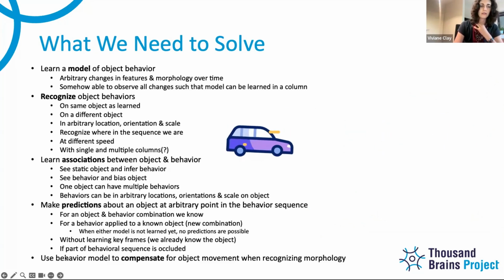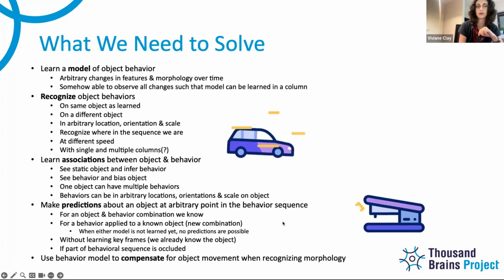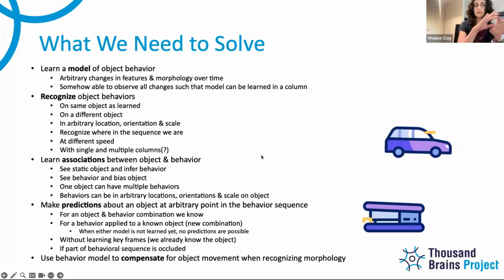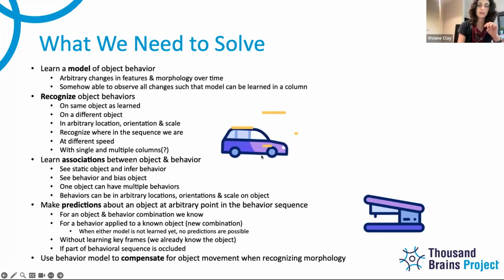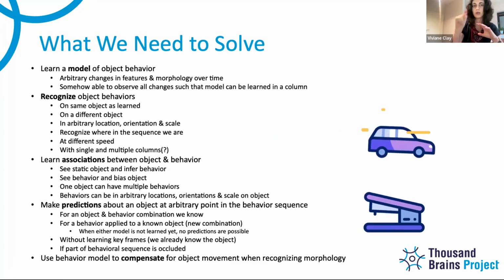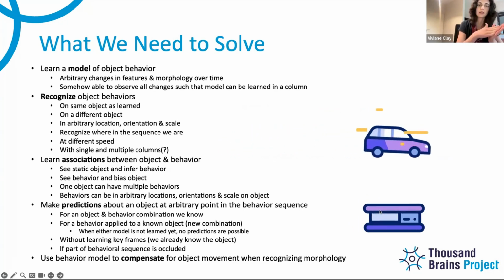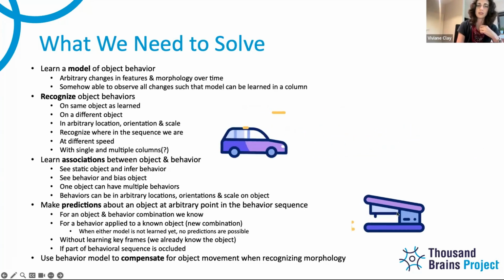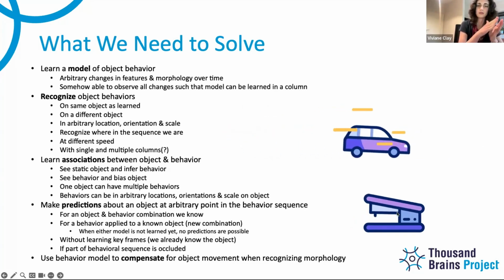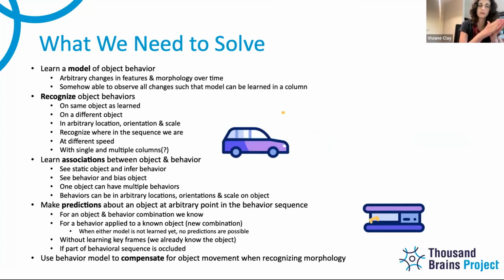And then finally, this one we haven't really talked about yet, but I just thought of it when I put this together, and I think it's relevant, and what I'm proposing also solves it, is that we want to be able to use the behavior model to compensate for object movement when we're trying to recognize morphology. So if we're having a moving car, it's moving, but we can still recognize the car. So we can compensate for the movement of the object when recognizing the object, and the same with subcomponents. As the stapler is opening and closing, we can still recognize the top of the stapler and use the behavior model of how the stapler top is moving to compensate.